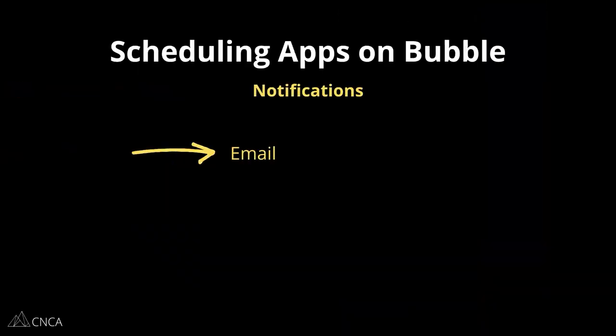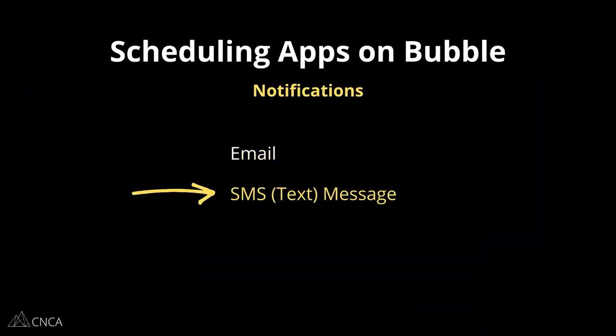There are many ways to accomplish this kind of notification system in Bubble. You can either send an email, you can send a text message, you can even create an in-app notification system so that users who are frequently coming into the app can see a history of all of the confirmations and notifications that are coming in one place.